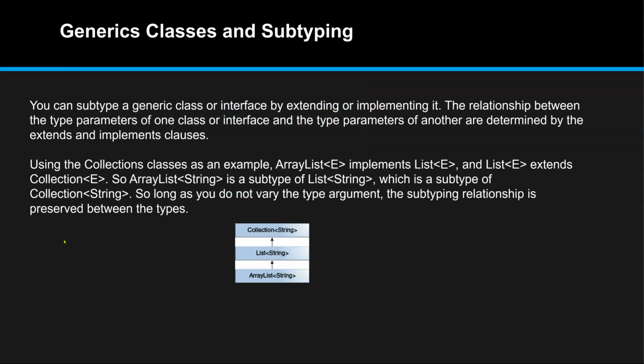So you can subtype a generic class or interface by extending or implementing it. The relationship between the type parameter of one class or interface and the type parameter of another is determined by the extends and implements keywords. Using the Collections classes as an example, ArrayList<E> implements List<E>, and List<E> extends Collection<E>. So ArrayList<String> is a subtype of List<String>, which is a subtype of Collection<String>. As long as you don't vary the arguments, you're good.